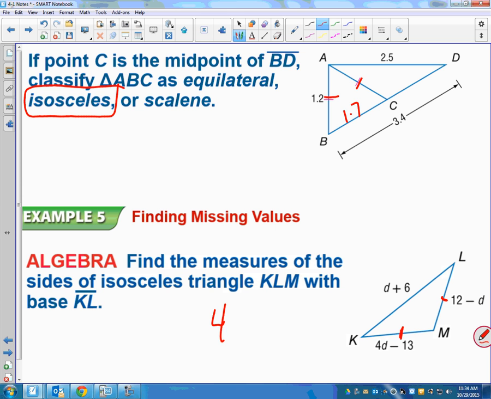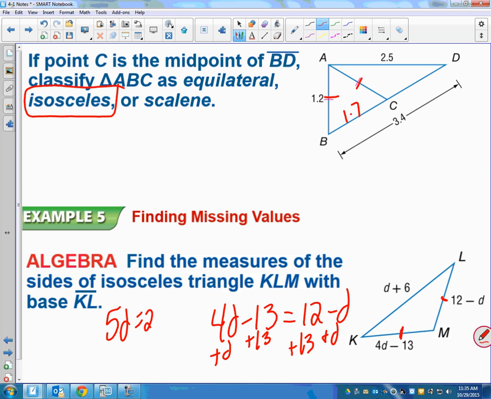So I said 4D minus 13 equals 12 minus D, because isosceles means they're equal to each other, those two sides. And then I just solved that. So I added D, and I added 13, and I got 5D equals 25, so D equals 5. And then they asked you for the measure of the side. So hopefully when you plug that in, you get these two are the same. 4 times 5 is 20. 20 minus 13 is 7. 12 minus 5 is 7.